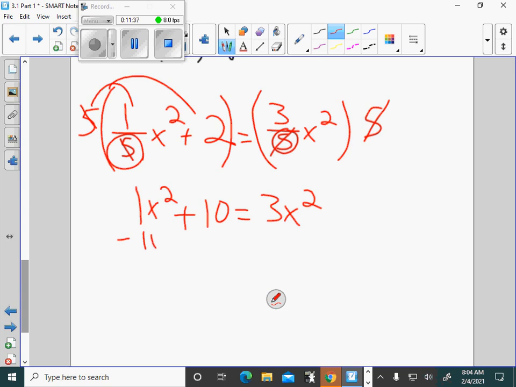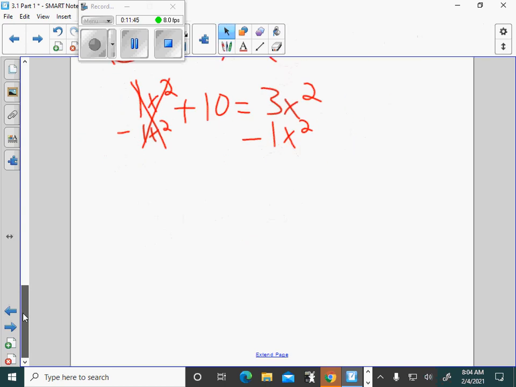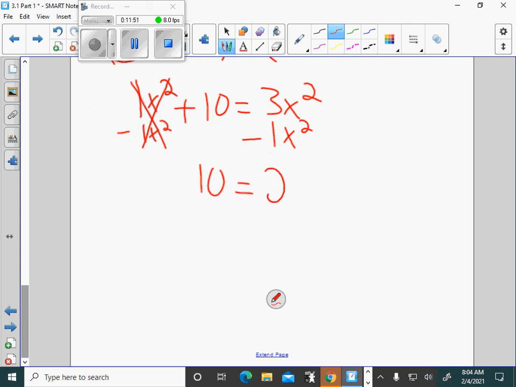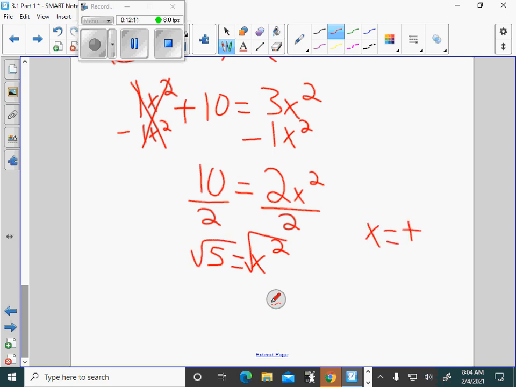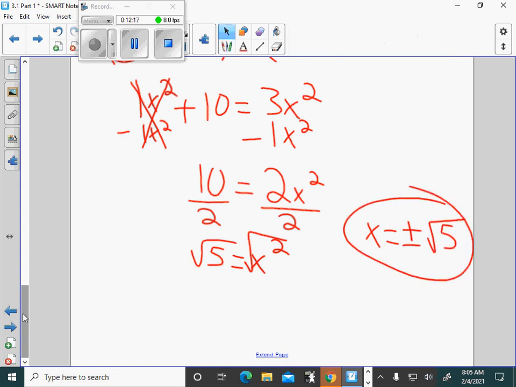I'm going to subtract this 1x squared from over here. That's going to cancel that out. I'm going to subtract the 1x squared over here. I'm left with 10 is equal to 3 minus 1, that's 2x squared. Now, I'm going to divide by 2. I'm left with 5 is equal to x squared. I'm going to take the square root of both of these. I'm left with x is equal to positive or negative square root 5. Okay, final answer.